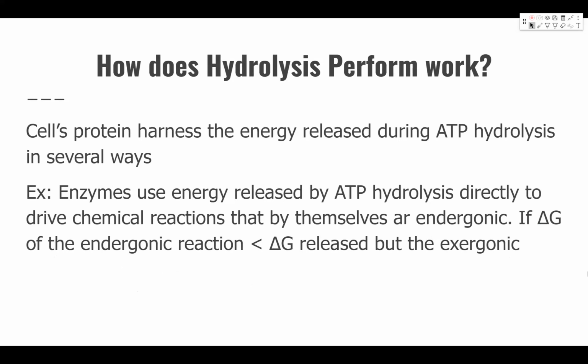So, how does hydrolysis work? We do this in a lot of different ways. For example, enzymes. Enzymes are super important. They will use the energy, that negative 7.3 kilocalories per mole, from hydrolysis to directly drive endergonic reactions. If they do this, our delta G of the endergonic reaction has to be less than the delta G of the exergonic reaction, right? Because we have to have enough energy released to get the other reaction started.